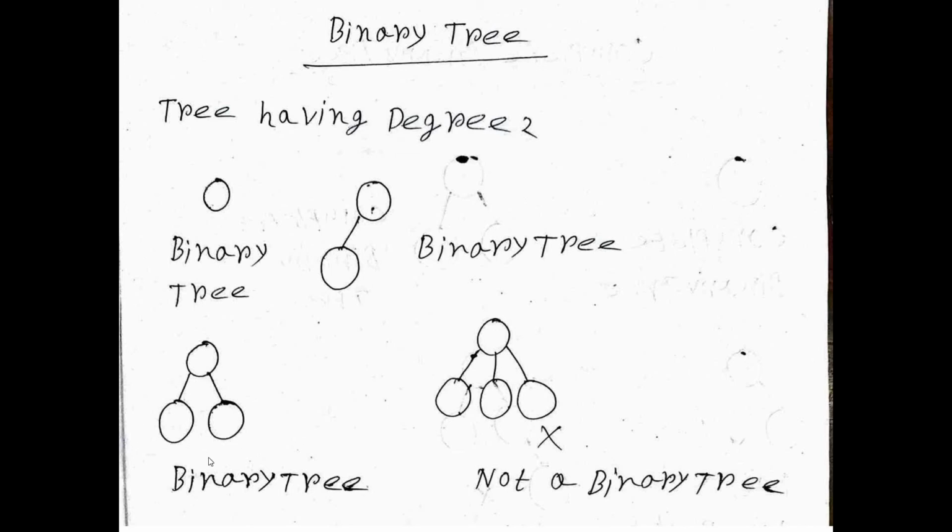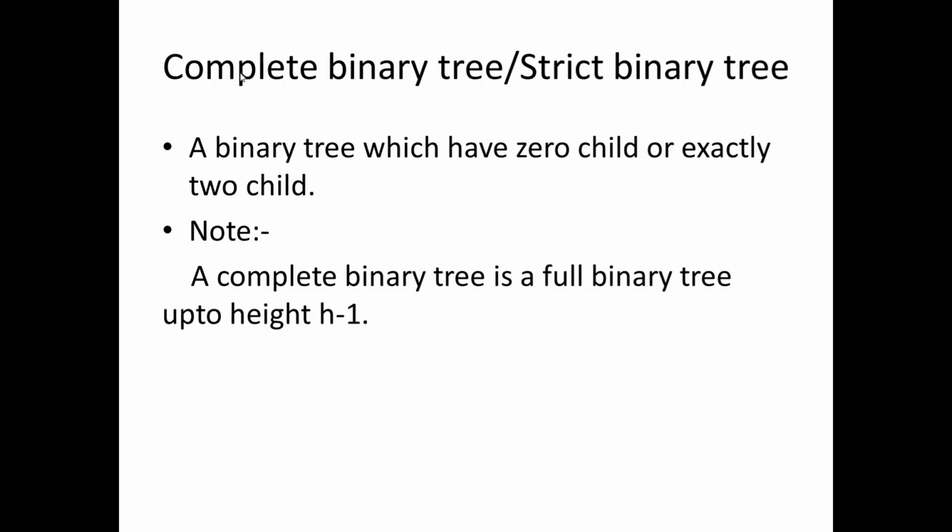Yes, 2 children are there. Is it a binary tree? No. How many children are there? 3 children. Maximum how many children can a binary tree have? 2. But here it is 3. Not possible. It is not a binary tree.